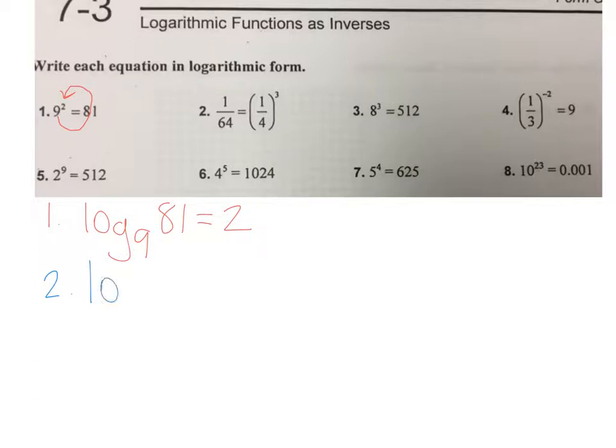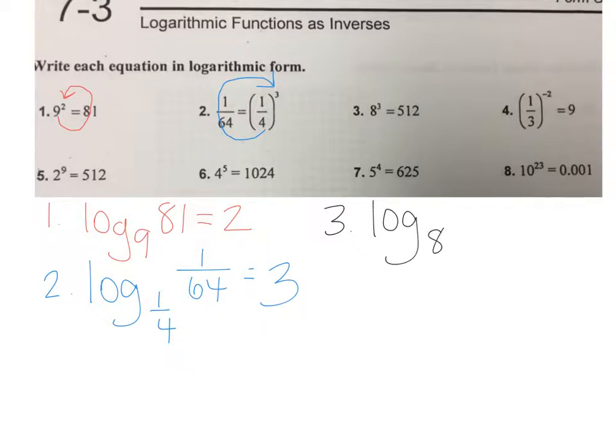This one would be log base, this time the base is 1/4, of 1/64 is equal to the exponent 3. So this time the base, what it's equal to, and it's equal to that exponent. All right, let's look at number 3. This would be log base 8 of 512 equals the exponent 3. So again, that circular motion, log base 8 of 512 equals the exponent of 3.